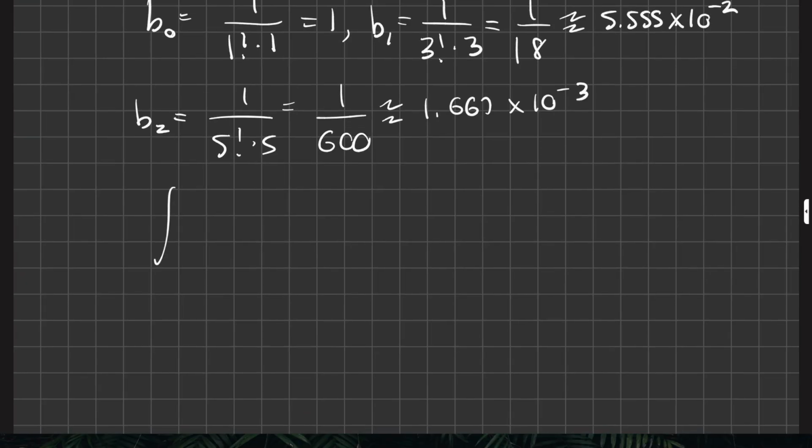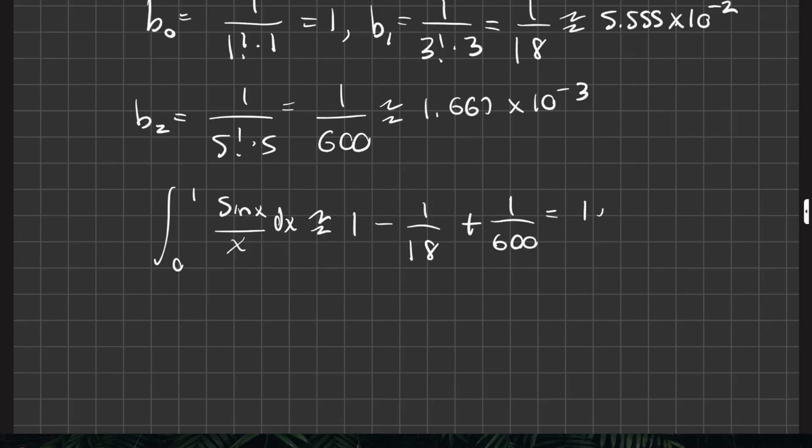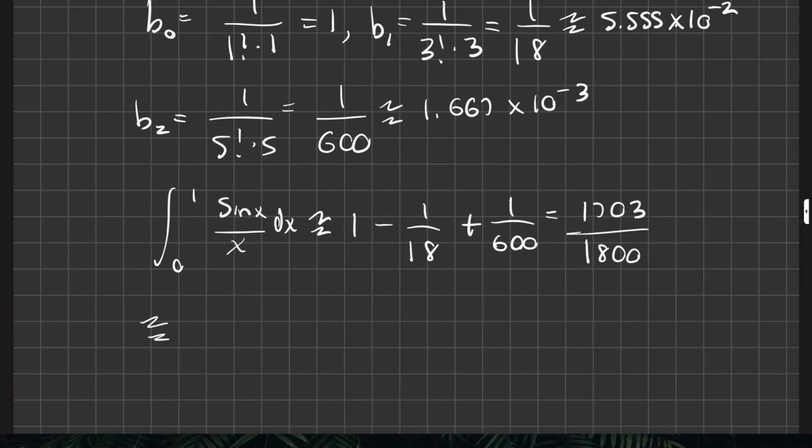This means that our integral from 0 to 1 of sine x over x dx can be approximated as 1 minus 1 over 18 plus 1 over 600. This comes out to 1,703 over 1,800, which is approximately 0.946111.